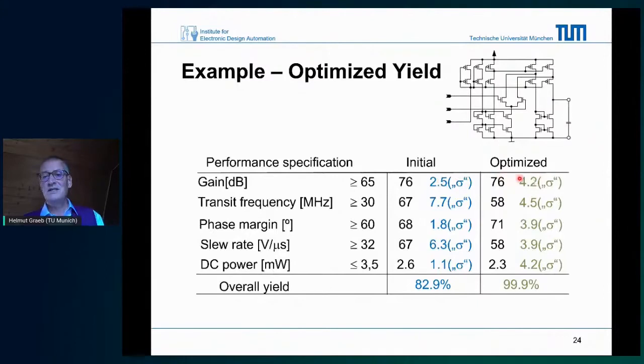So this is a nice thing. That's why you should do yield optimization. What happened here is you don't move the nominal point. That happened accidentally. But you decrease the sensitivity, right? This circuit is less sensitive towards the statistical parameters. That's why the robustness is larger, even when the nominal point is the same.